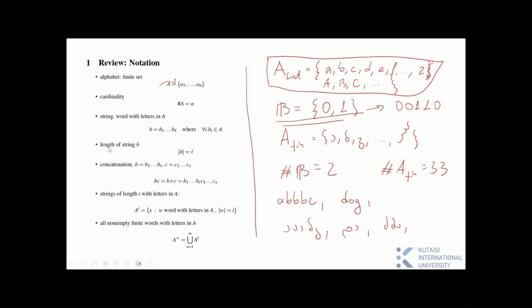Now let me define a concatenation of words. Let's concentrate on strings, so my alphabet is just 0, 1. If I have two words, then I can concatenate them. This just means I write them together like this. So if B is a word and C is a word, BC is just: I start with B and continue with C. I think you have seen it somewhere.